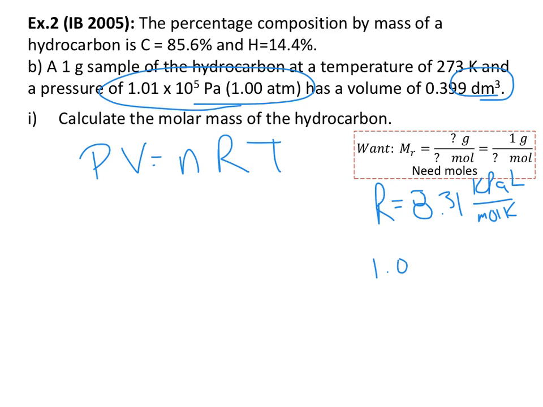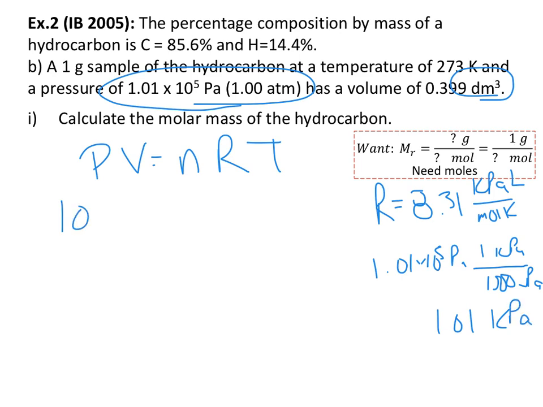So 1.01 times 10 to the 5th Pa. Then I would have 1 kilopascal on top, 1,000 pascals on the bottom. And so basically I have 101 kilopascals. So I'm going to plug that in for P.